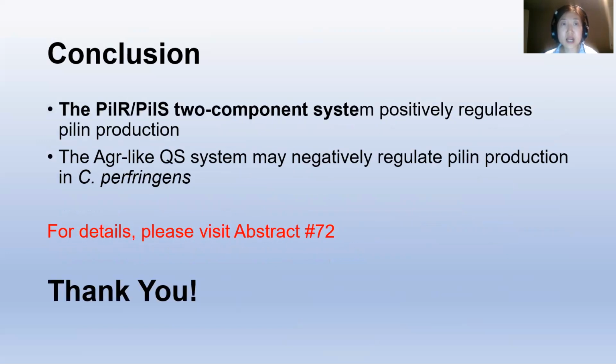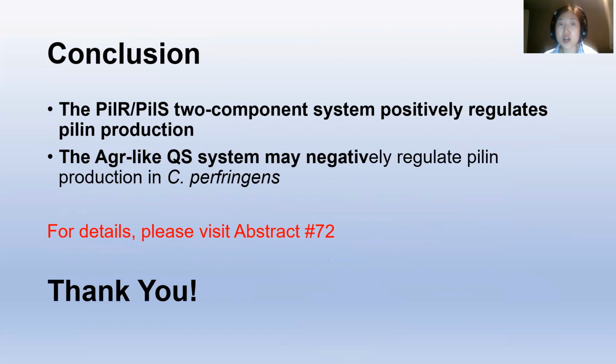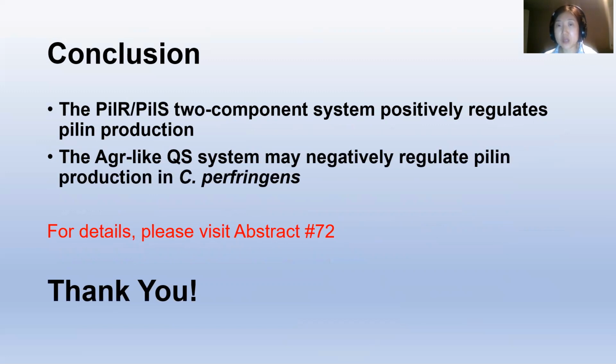To conclude, the PilR/PilS two-component system positively regulates pilin production. The AGR-like quorum sensing system may negatively regulate pilin production in Clostridium perfringens.